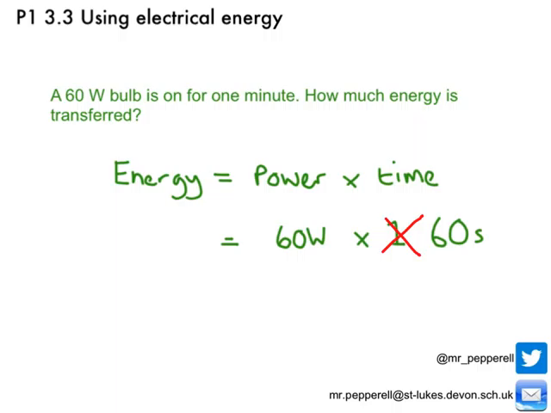So I'm going to do 60 watts multiplied by 60 seconds. And this is going to be the final part of my calculation. Well, 60 times 60 is 3,600. And this time we are measuring the amount of energy in joules.